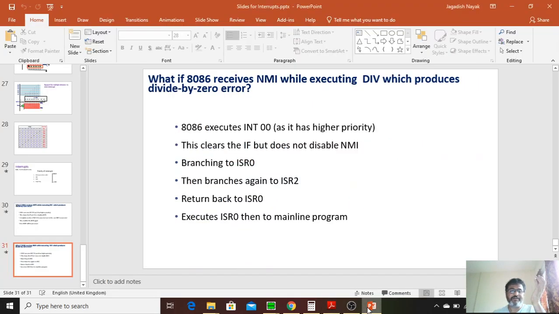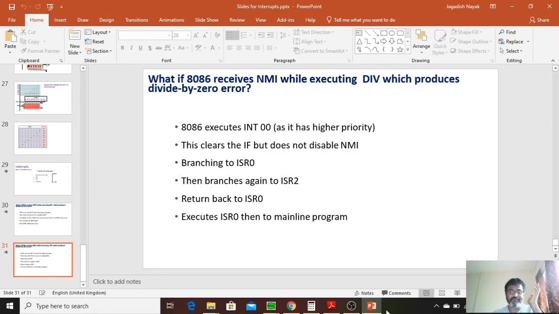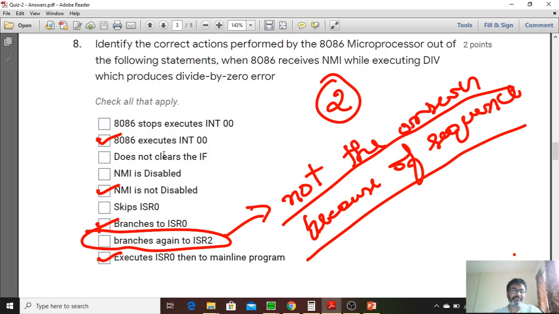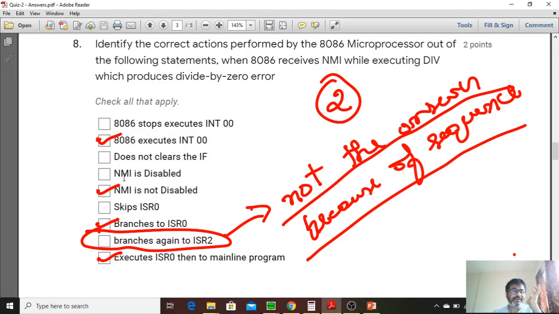Now it says that this clears IF but does not disable NMI. See here, does not clear IF, it's not correct. It clears IF, but it says does not clear IF. That's the wrong answer. It says NMI is disabled. NMI is not disabled. See here, that's the sequence. NMI is not disabled. This is the correct answer.